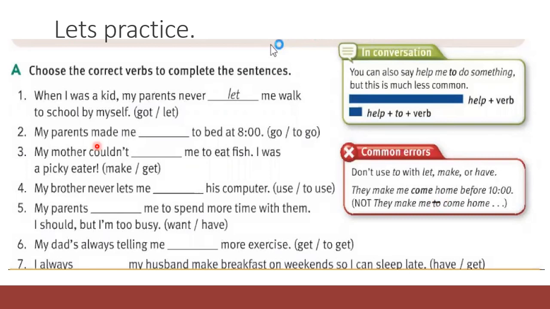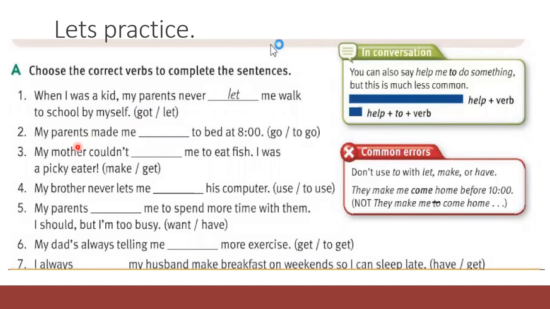Okay, now let's practice. Choose the correct verbs to complete the sentences. Number 1. When I was a kid, my parents never blank me walked to school by myself. So you have to choose between got and let. So in this case, when I was a kid, my parents never let me walk to school by myself. So here we're talking about permission. That's why we use let.